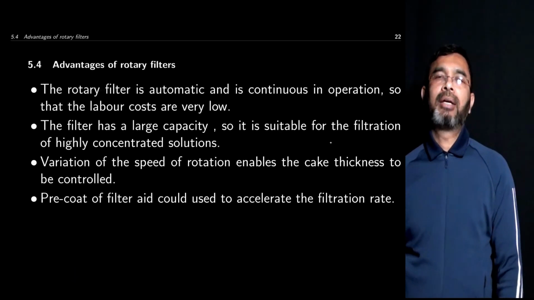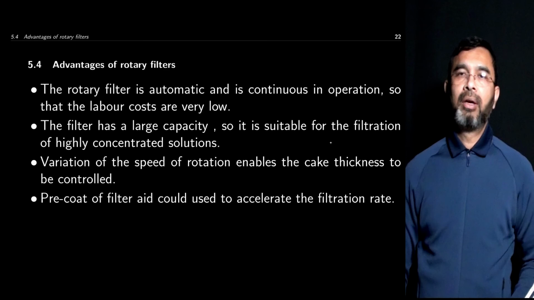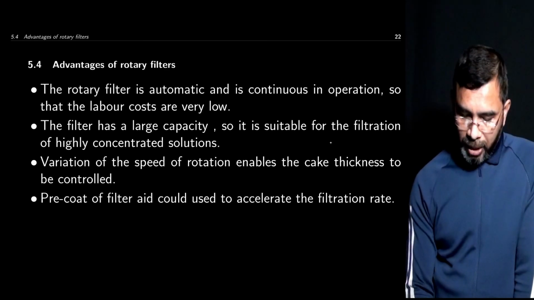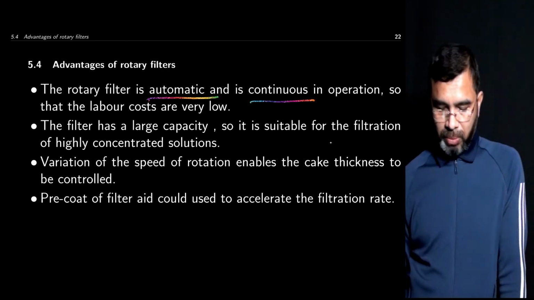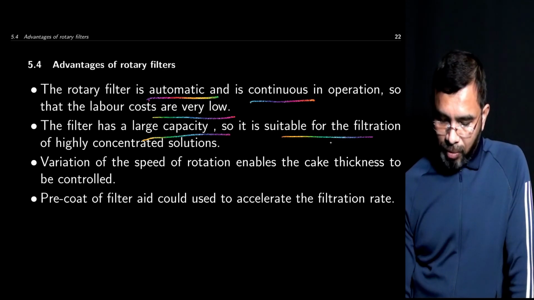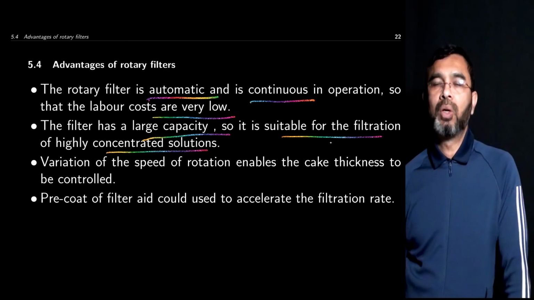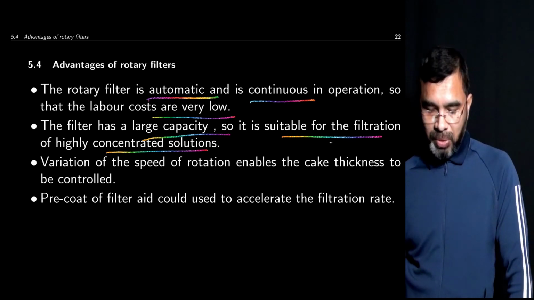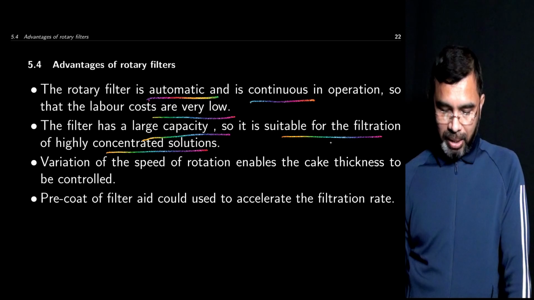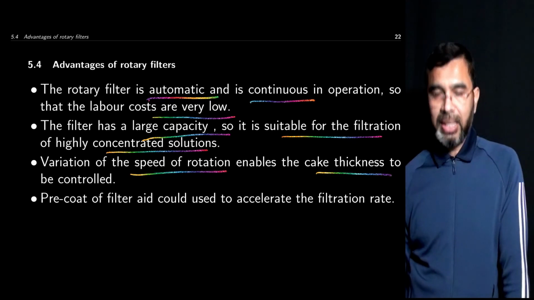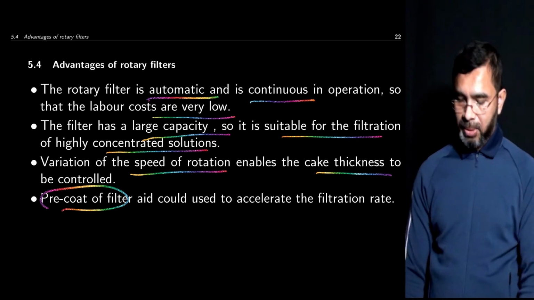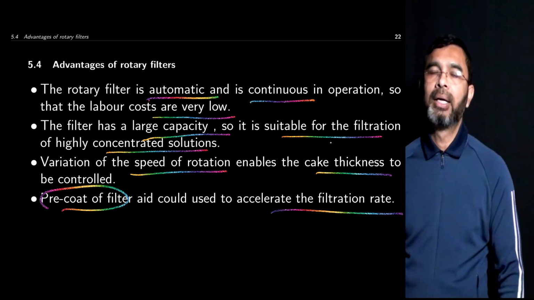Now again, like the plate and frame filter press, the rotary vacuum filter has also some advantages and disadvantages. It's an automatic process and it's a continuous process. So the labor costs are very low. The filter has a large capacity, so it's suitable for filtration of highly concentrated solution. So you can have large drums and that will be able to remove a large amount of material present in the slurry. By varying the speed, the cake thickness can be controlled. Also, there are options for pre-coating the filter that helps formation of the cake and accelerates the filtration process.